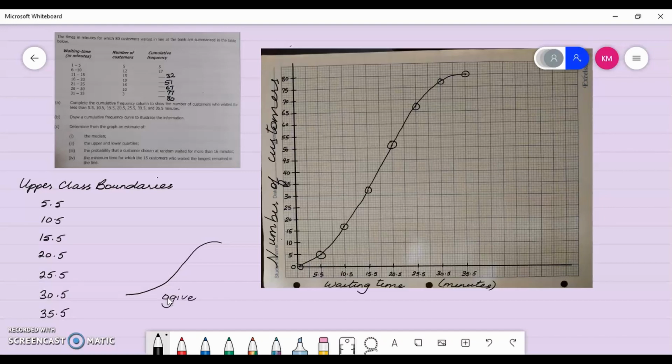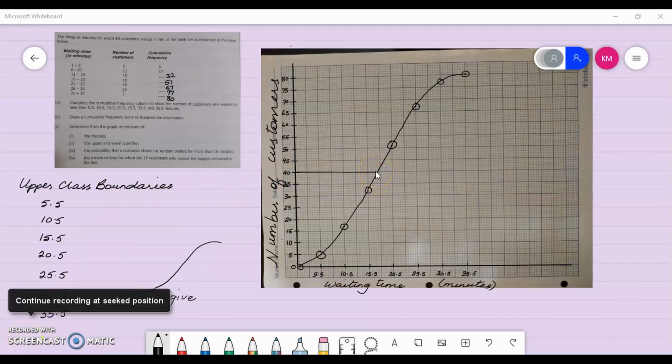Now, part C is asking us to determine from the graph an estimate of the median. Remember, median is your middle value. You have 80 customers being surveyed. So to find that median on the graph, I'm going to draw a horizontal line through 40, because 40 is half of 80. So I'm going to look for 40 in my number of customers. There it is. I'm going to draw a horizontal line at 40 until it meets the curve.